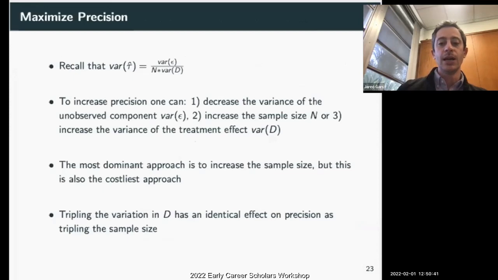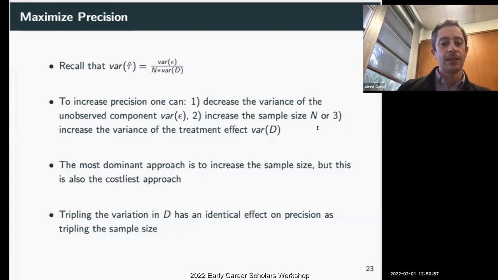What we can see here is that if we triple the variation in D, this would actually have the same effect on precision as tripling the sample size. So we have a potentially cheap way of getting more power in our experiment.